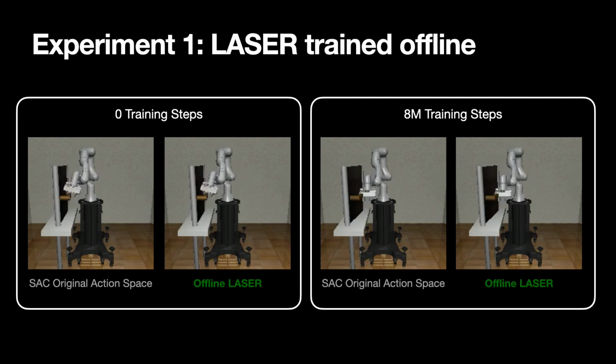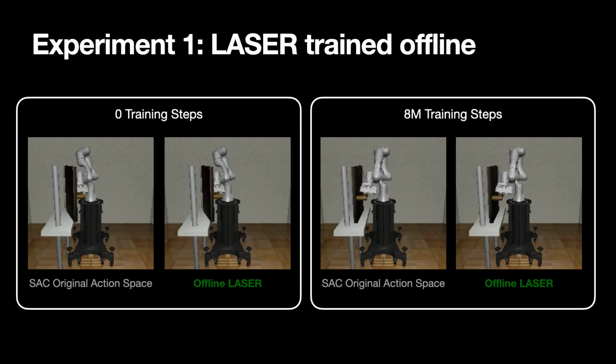Zero Shot, the robot with offline Laser is able to open a door almost as fluidly as SAC trained on the joint space, and door opening is even smoother when we train SAC on the Laser action space. On the other hand, the untrained baseline cannot open the door.